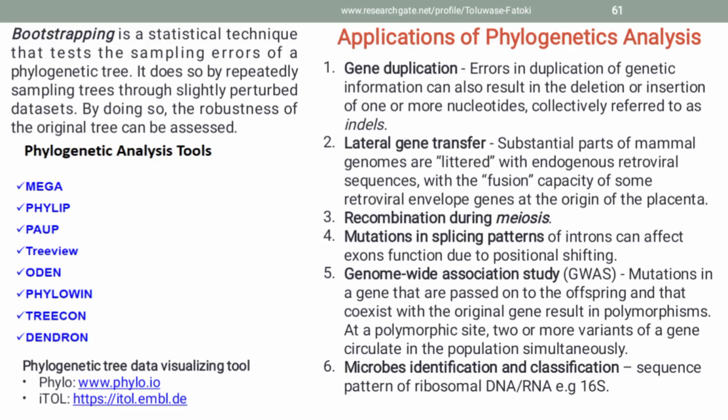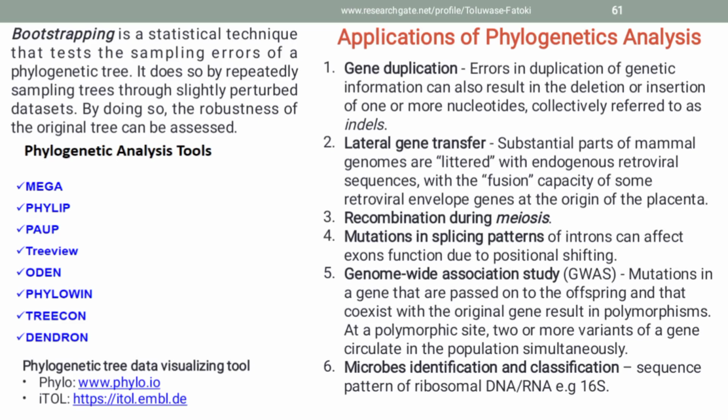Then number 4, mutation in splicing pattern of introns can affect exon function due to positional shifting. Okay, when introns, which are the non-coding parts of the genome, when the splicing during the recombination process occurs, then positional shifting of the intron can affect the position of the exon. As a result, it can affect the function of the coded gene product.